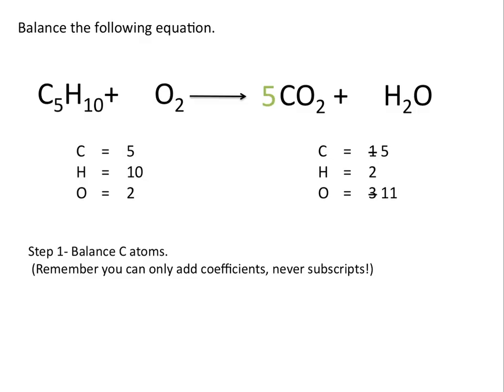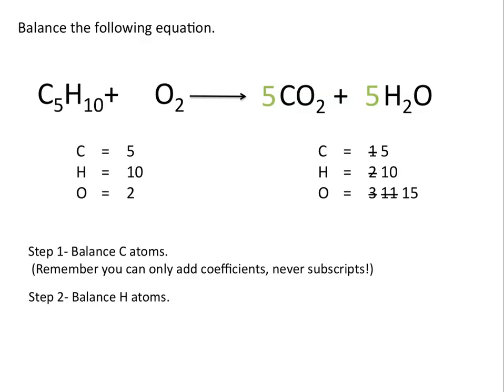And the reason I'm choosing to balance hydrogen first, before oxygen, is because hydrogen occurs in only 1 compound on the reactant side and 1 compound on the product side. So because we have 10 hydrogen atoms on the reactant side and 2 on the product side, we'll need to put a 5 coefficient in front of H2O to give us 10 hydrogen atoms on the product side.